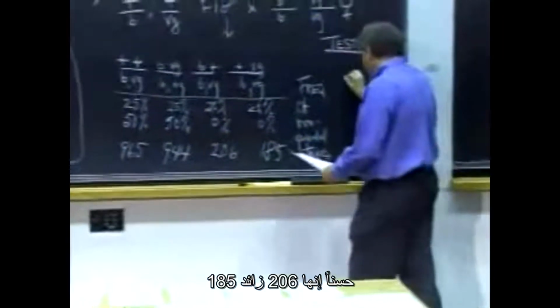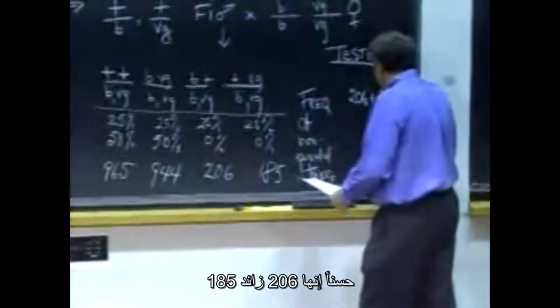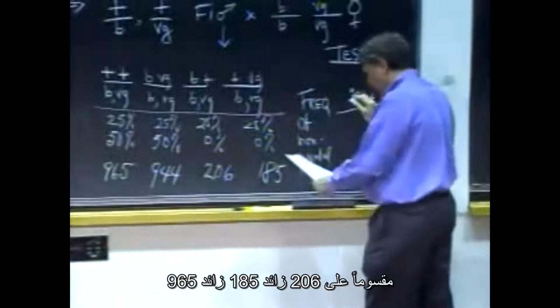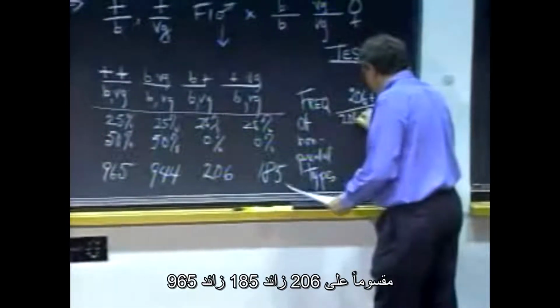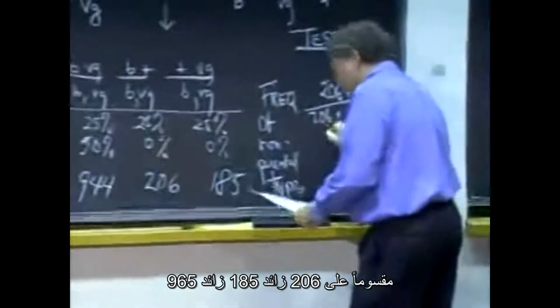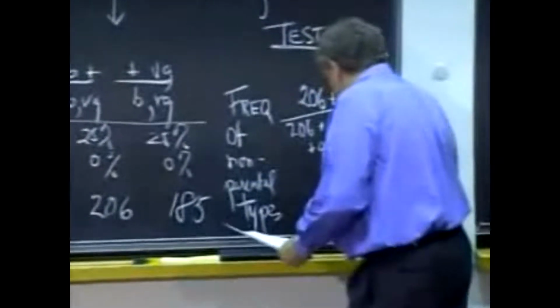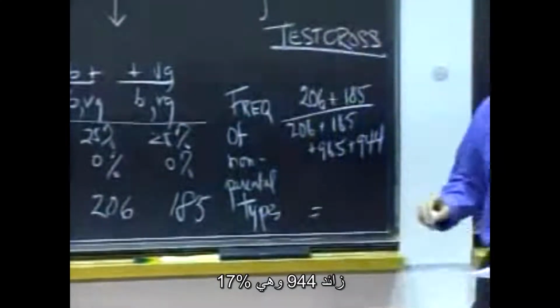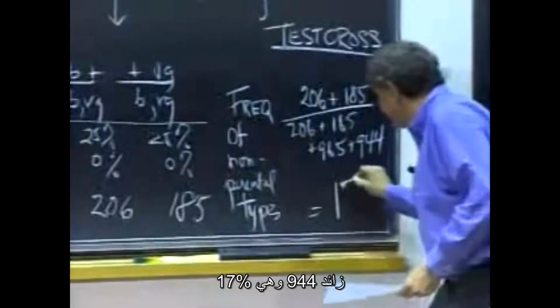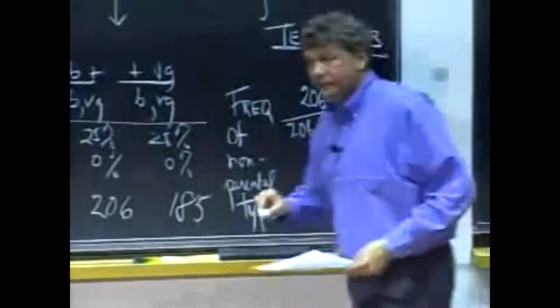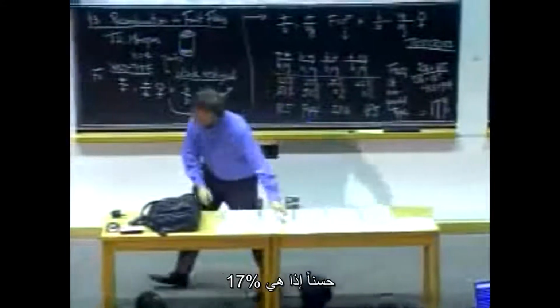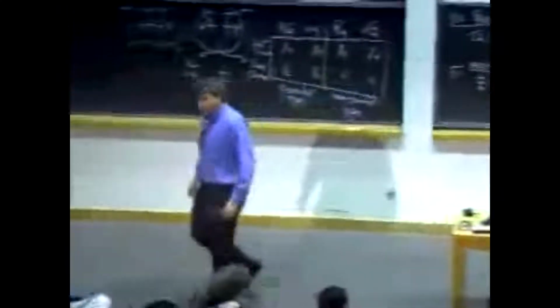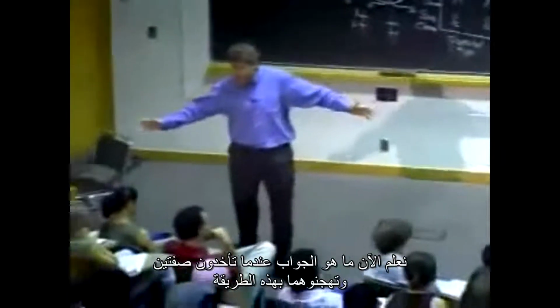Well, it's 206 plus 185 over 206 plus 185 plus 965 plus 944, which is 17%. Okay, so it's 17%. We now know what the answer is.